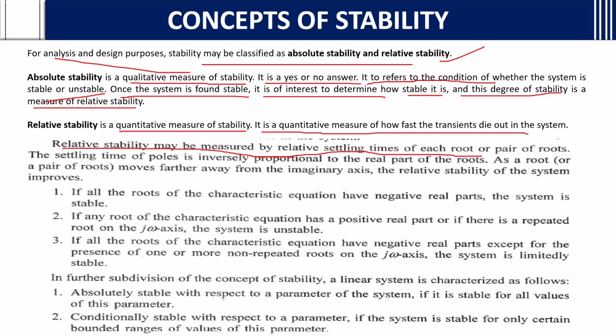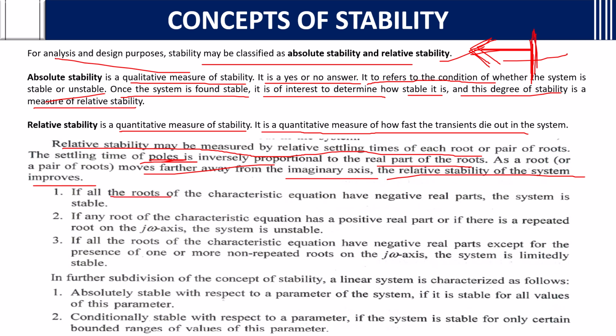That is relative settling time. Relative stability: the settling time of poles is inversely proportional to the real part of the roots. Whatever poles are there, the settling time is inversely proportional to the real parts of the roots. As a root or a pair of roots moves farther away from the imaginary axis, as you know this is the imaginary axis, the relative stability of the system improves. It should move away from the imaginary axis, then the stability will increase. If this is the imaginary axis, the poles should be away from it, then it is relatively more stable.